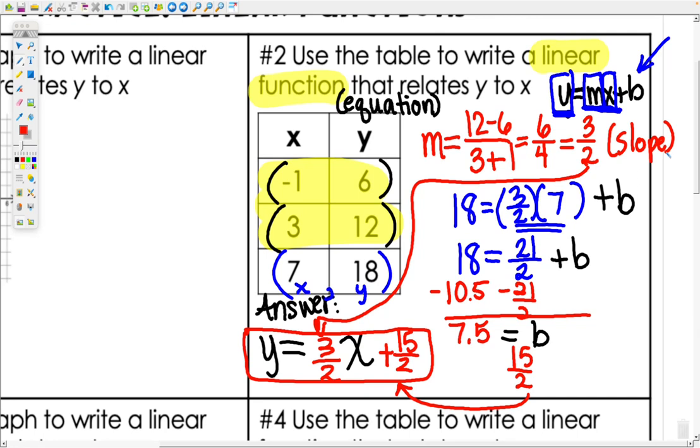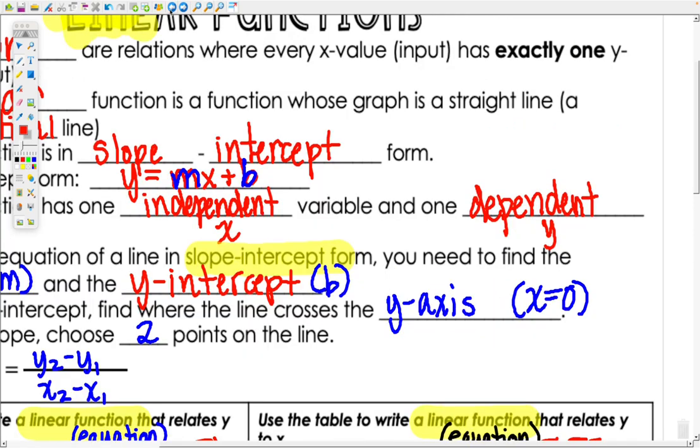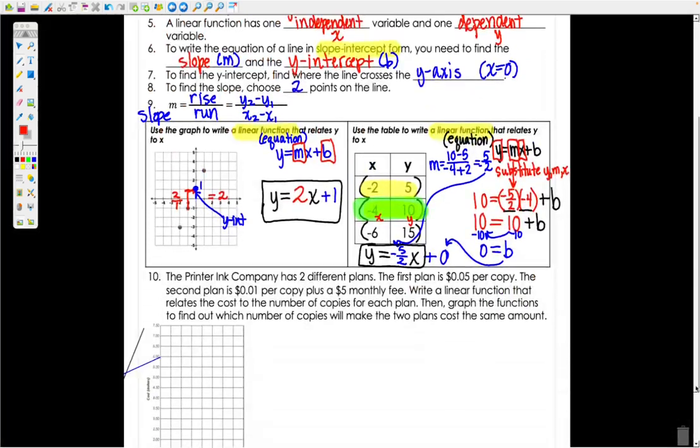Okay, let's get to this one word problem. Pay attention, please. Flip back to the front.